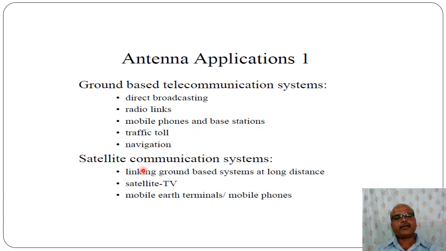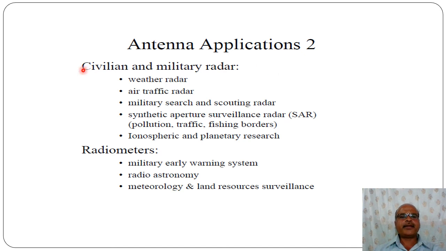The next application is satellite communication systems, linking ground-based systems over a long distance, satellite TV, mobile earth terminals, mobile phones. Then civilian and military radar: weather radar, air traffic radar, military search and scouting radar, then synthetic aperture surveillance radar, and ionospheric and planetary research. These are the civilian and military radar applications of the antenna. Then radiometers, military early warning systems, radio astronomy, meteorology and land resource surveillance. These different types of antennas are used.